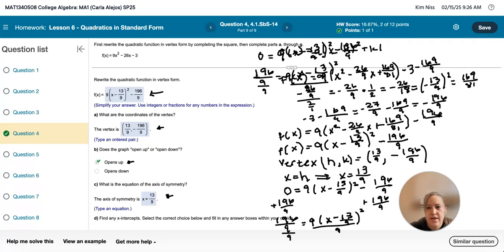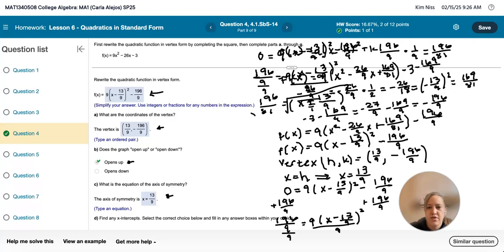So we end up with 196 over 9 times 1 over 9. That's how you divide fractions, basically. So you end up with 196 over 81 equals (x minus 13 over 9) squared. Then we take the square root of both sides.